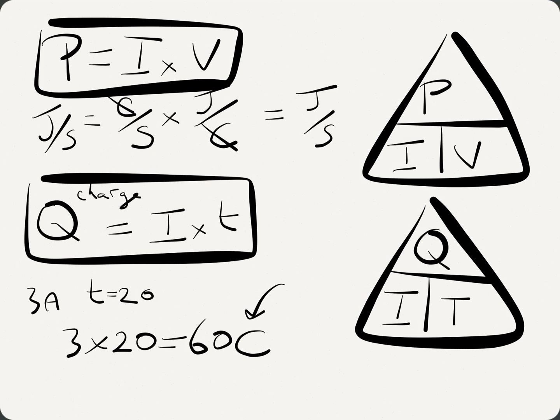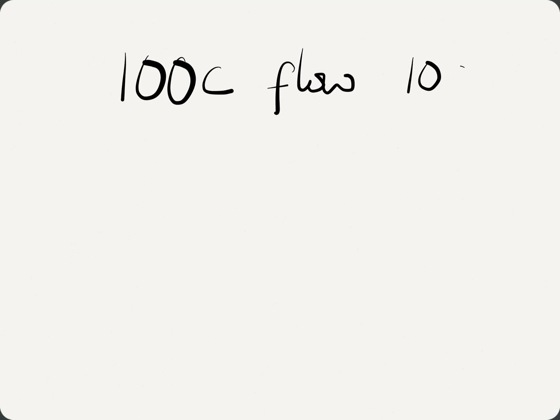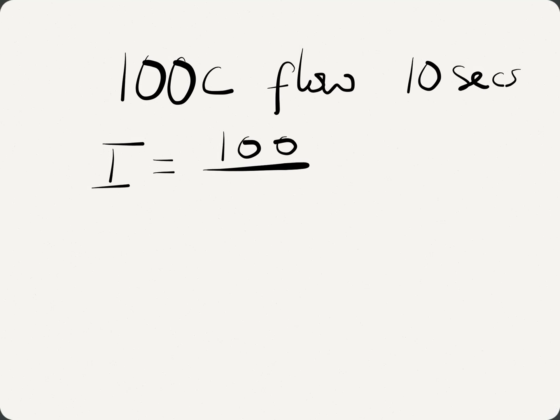He got there first. We can rearrange that. If we knew how much was flowing, say 100 coulombs of charge sat there, and it flowed in, let's keep it simple, 10 seconds, then we can calculate the average current by just doing 100 over 10. And that concludes my lesson.